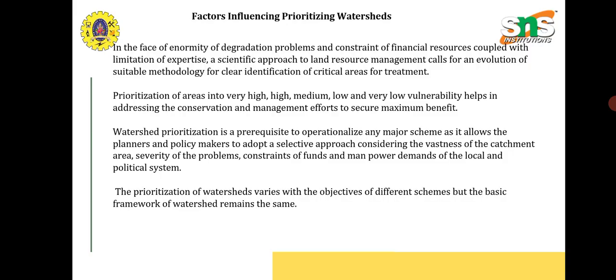Some of the factors influencing the prioritization of the watershed are the enormity of the degradation process, some of the problems and constraints of financial resources, coupled with limitation of expertise and scientific approach to land resource management, which call for an evolution of suitable methodology. Prioritization of areas into very high, high, medium, low, and very low vulnerability helps in addressing the conservation and management efforts.